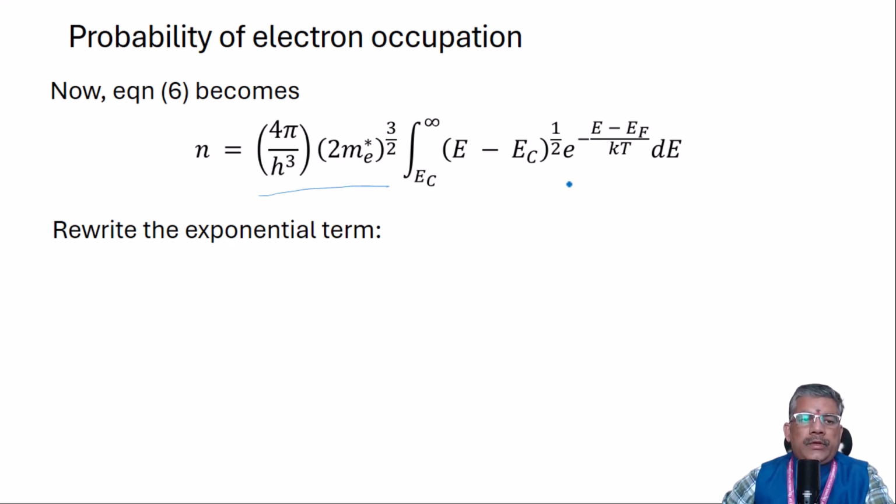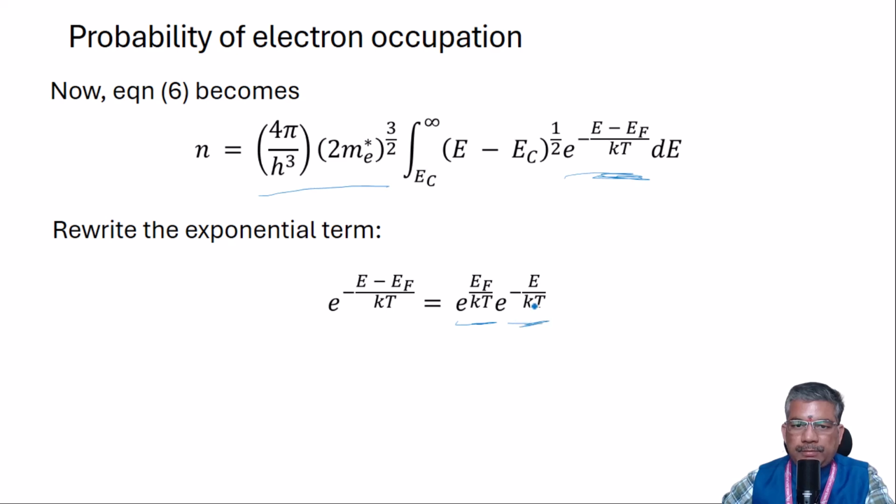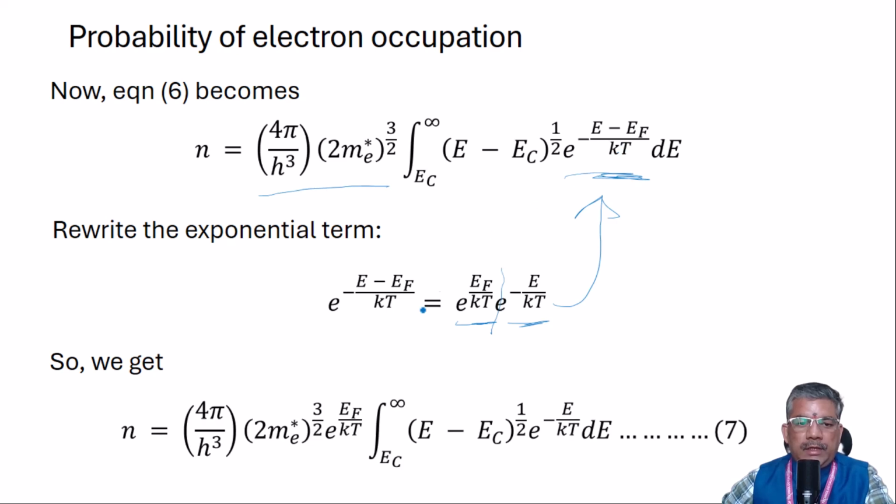Now we are going to rewrite the exponential term. We split this exponential term into two: one term is exponential of EF by kBT, and the other term is exponential of minus E by kBT. Now we substitute these split terms in equation number 6 so that we get n equal to 4 pi by h cube into (2 m E star) whole power 3 by 2 into exponential of EF by kBT.